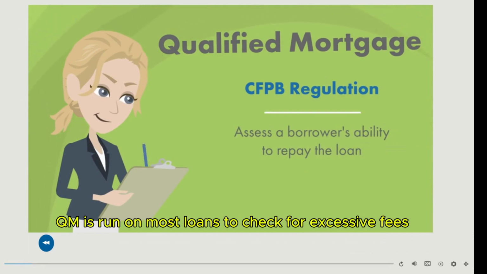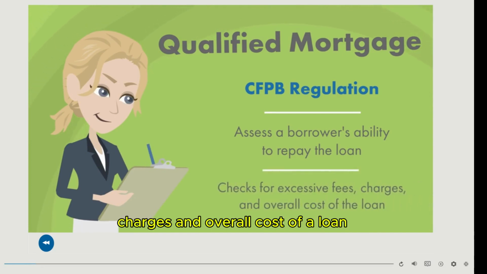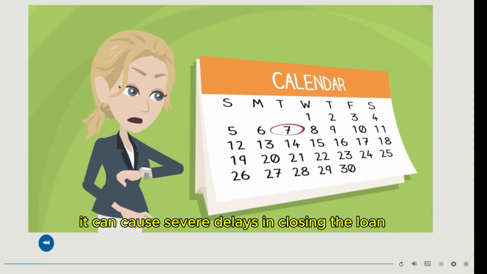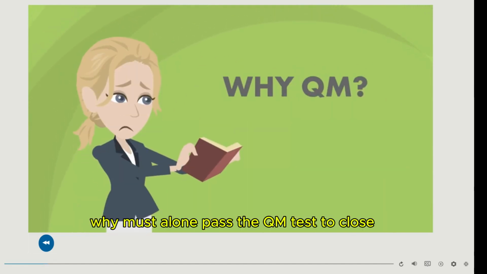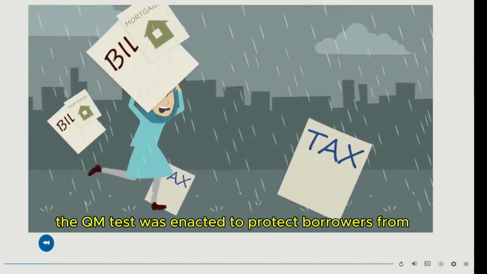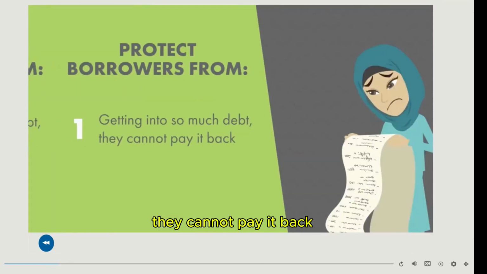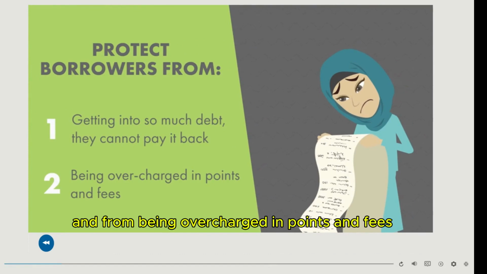QM is run on most loans to check for excessive fees, charges, and overall cost of a loan. If this test finds the loan too expensive, it can cause severe delays in closing the loan. Why must a loan pass the QM test to close? The QM test was enacted to protect borrowers from getting into so much debt they cannot pay it back and from being overcharged in points and fees.